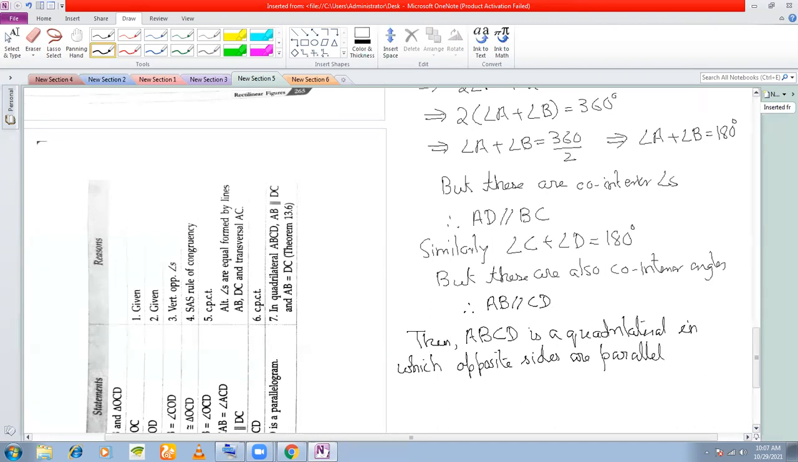Okay. Now, what is the definition of parallelogram? A quadrilateral in which opposite sides are parallel is called a parallelogram. Hence, ABCD is a parallelogram. And that's it.